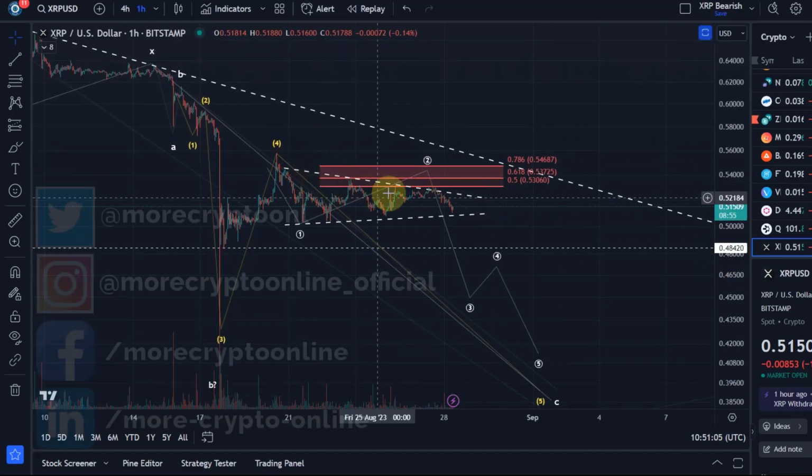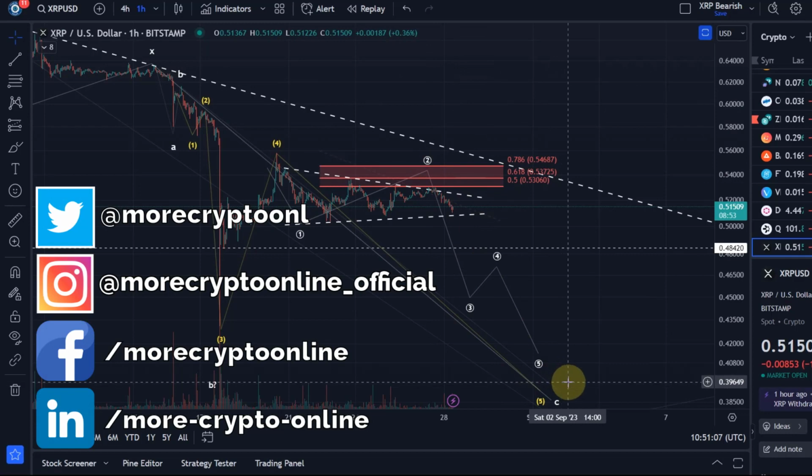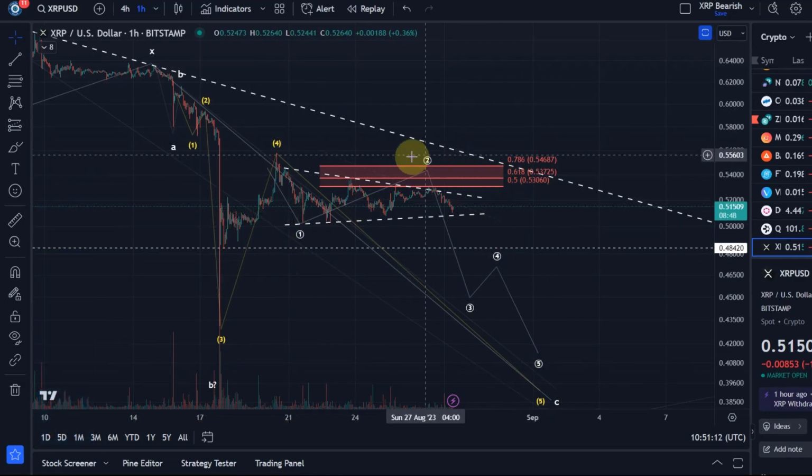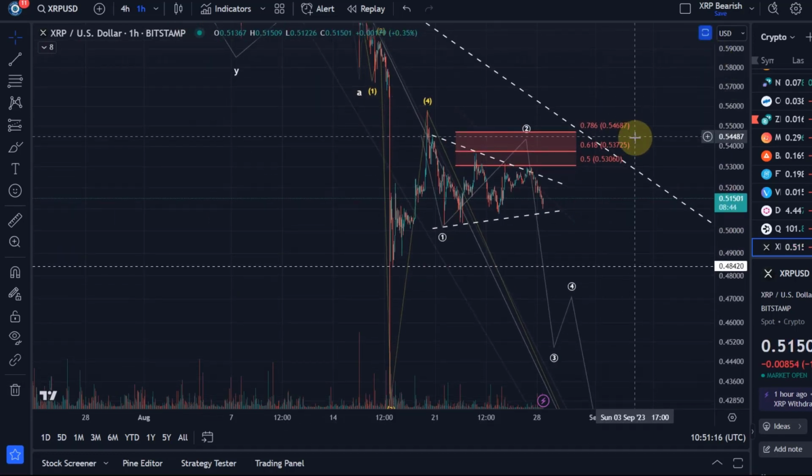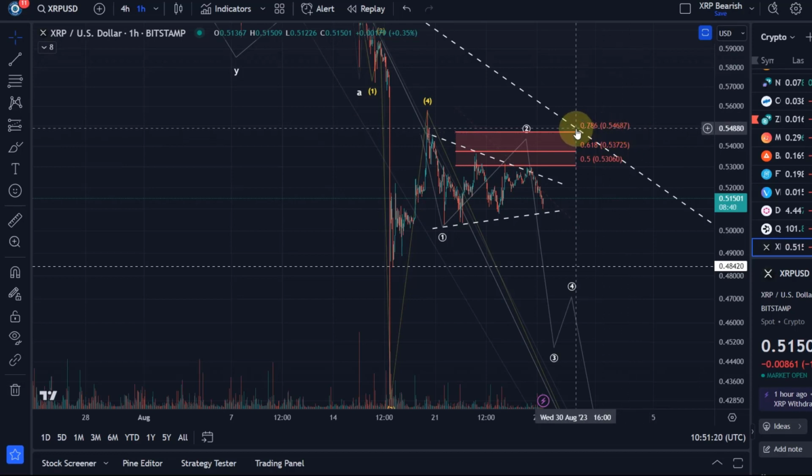On the XRP chart, my focus is still on lower. However, there are different ways this can unfold, so I want to show you a few here. Generally, what you need to understand is that for me, the key resistance level here is 54.7 cents. As long as price stays below that level, I remain focused on the downside.